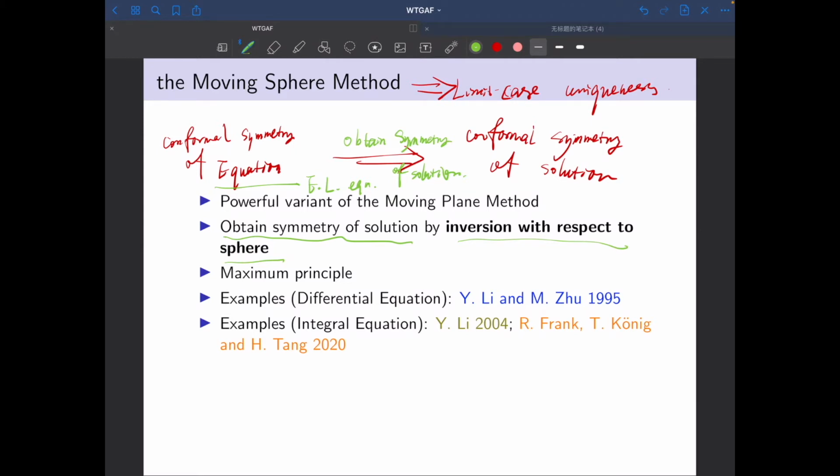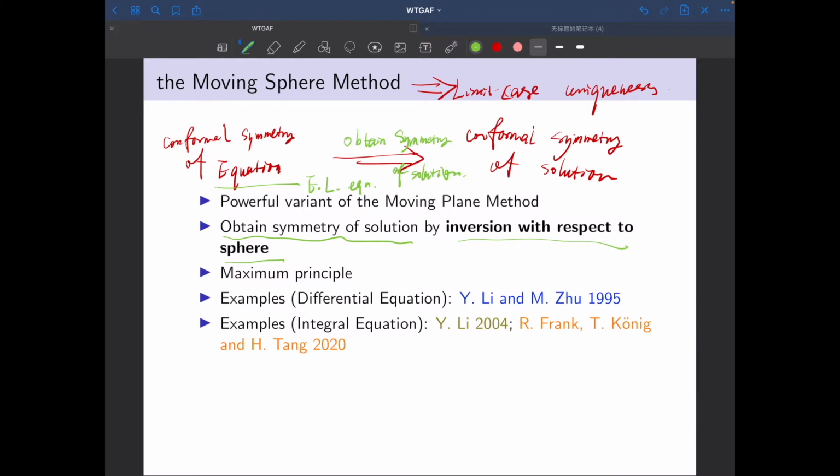And also for me, both the moving plane method and the moving sphere method rely on the maximum principle of the equation. You can think of it like the maximum principle manifests itself in all kinds of different forms, and you try to make use of that to prove uniqueness of solutions to the equations.